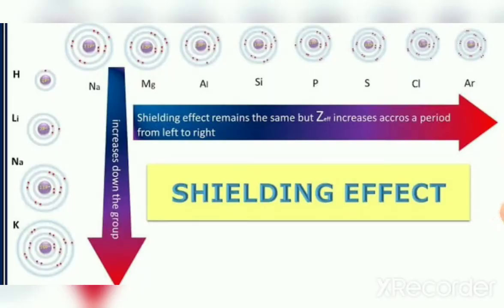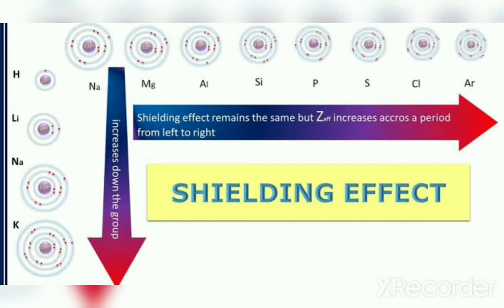The variation of ionization enthalpy across a period and down the group can be explained in terms of two factors: effective nuclear charge and shielding effect. The effective nuclear charge experienced by the valence electron will be less due to shielding of the valence electron from the nucleus by the electrons present in the inner shells. It means if electrons are present in the inner shells, those electrons will shield the valence electron from the nucleus.